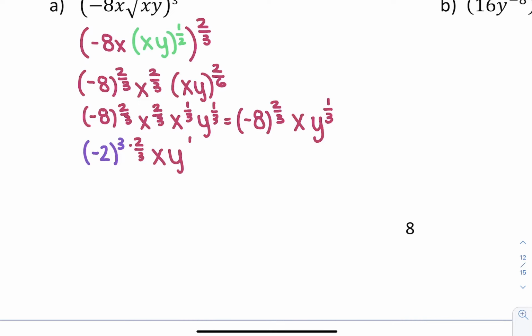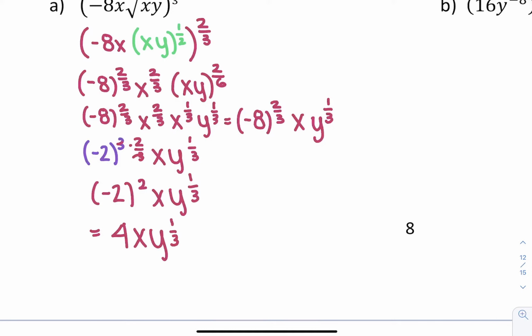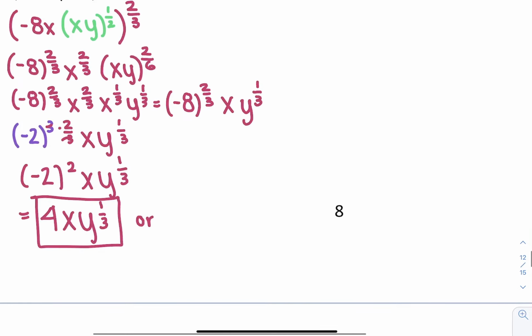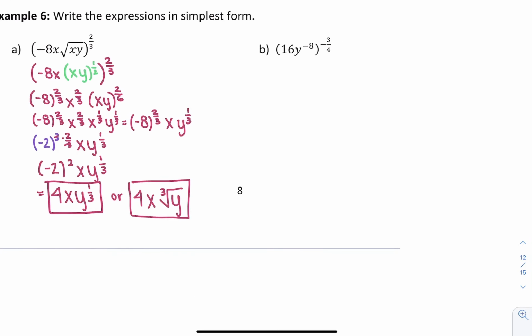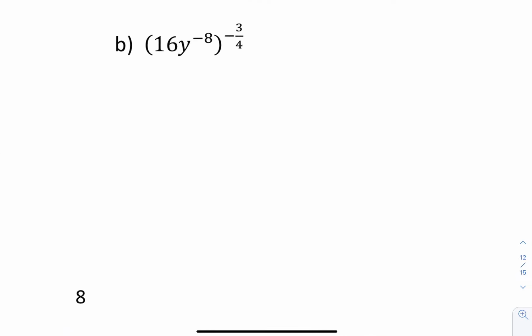So if I do this, these cancel when I multiply. I end up with negative 2 squared times x times y to the 1/3, which is 4xy to the 1/3. So I can either leave it like this in simplest form, or I can put it back into a radical. So I can write this as 4x cube root of y. Those are both our simplest form. Let's try this last one.